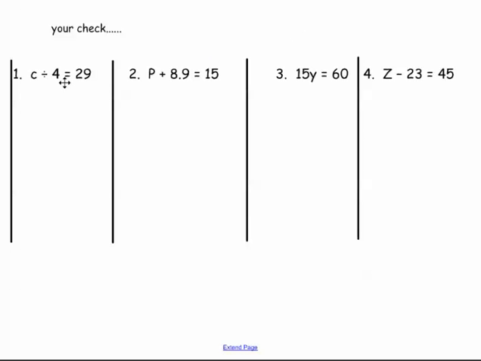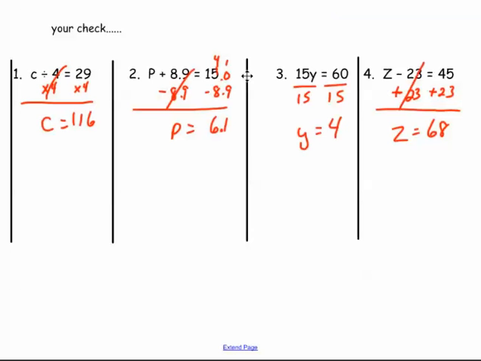Remember, when solving these problems, you always want to ask, what's the opposite, or what's the inverse operation that I need to be doing in order to solve for that variable? All right, check those answers. Remember, you should always know that these answers are correct, because you should be going back and checking them and plugging them in and making sure they work.